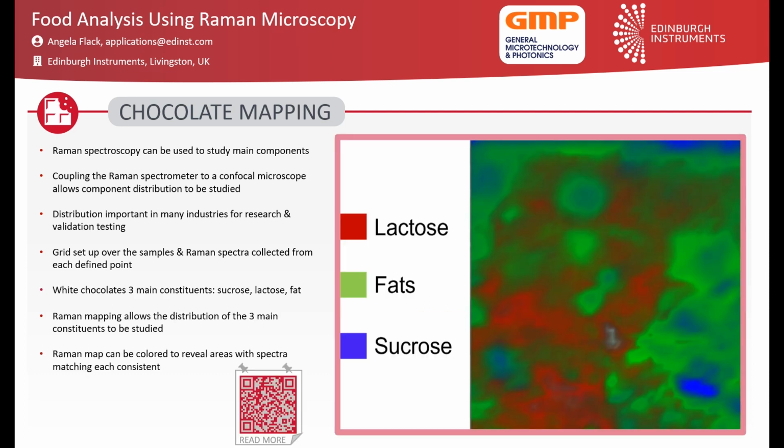In the food industry, we've taken a sample of white chocolate. White chocolate is composed of 3 main components: lactose, fat, and sucrose. Using Raman mapping, we can collect millions of spectra, which can be characterized as one of these 3 components. We can then color areas which have spectra matching each component to see the distribution of them in the sample. So for example here, we can see where the sucrose is located or where the lactose is located.